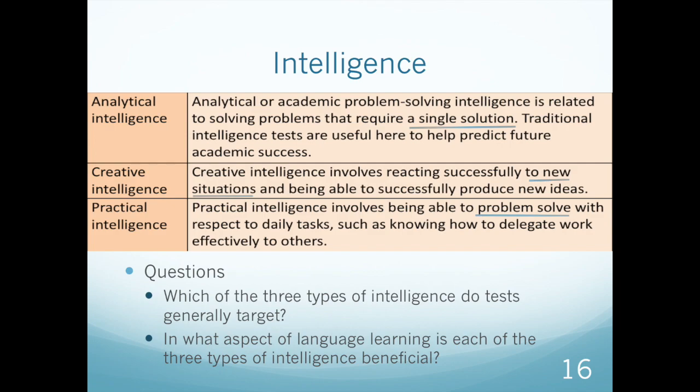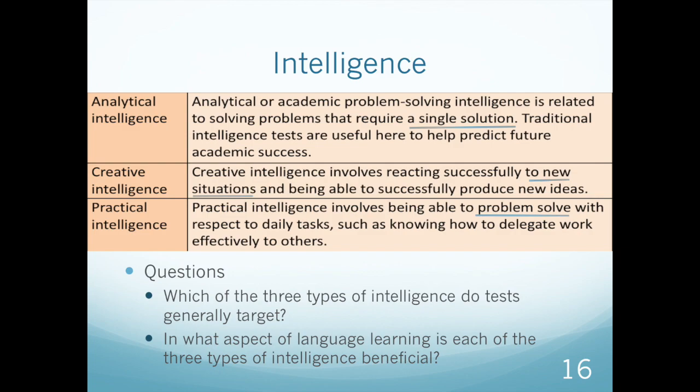When it comes to intelligence, there are three types of intelligences. Number one is analytical, number two is creative, and number three is practical. The analytical intelligence, as the name suggests, is analytical or academic problem solving, and it's related to solving problems that require a single solution. Creative intelligence, on the other hand, involves reacting successfully to novel situations and being able to handle new ideas. Practical intelligence involves being able to solve problems with respect to daily tasks, things which are more on a practical basis.